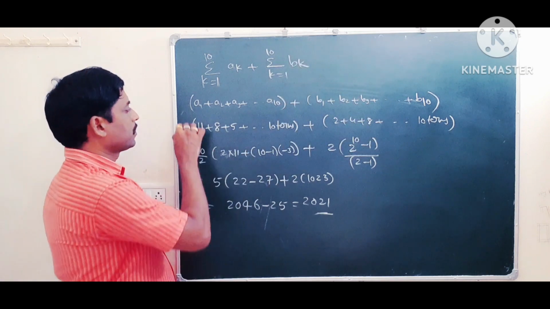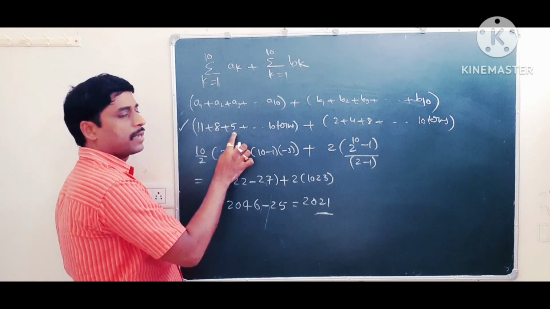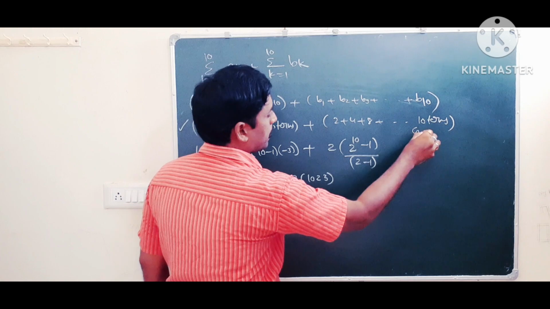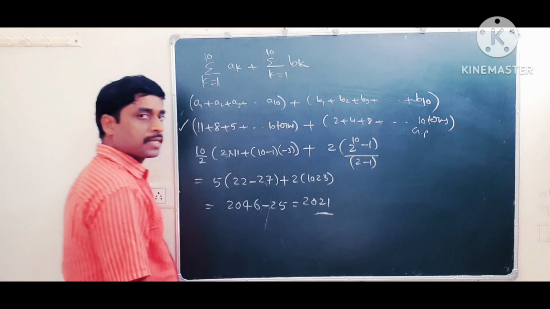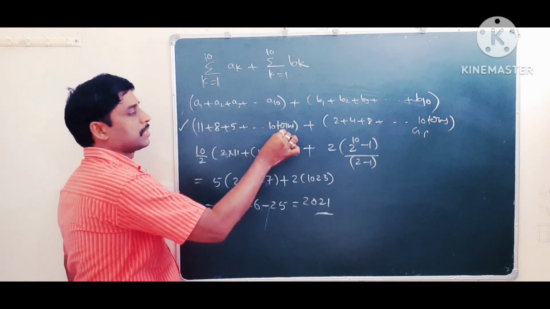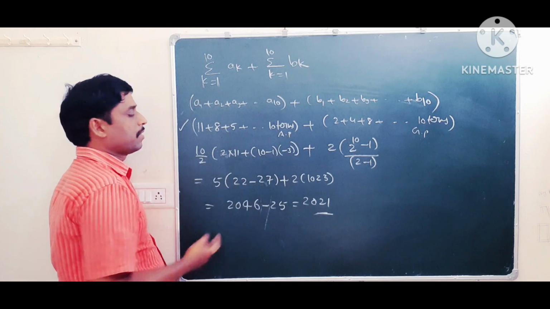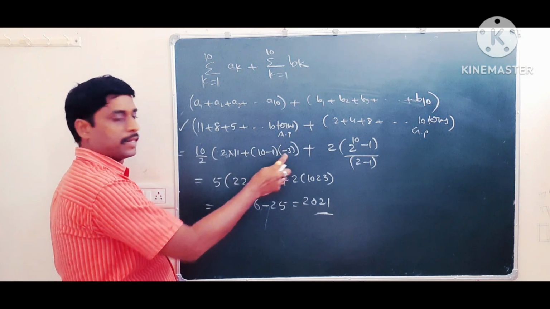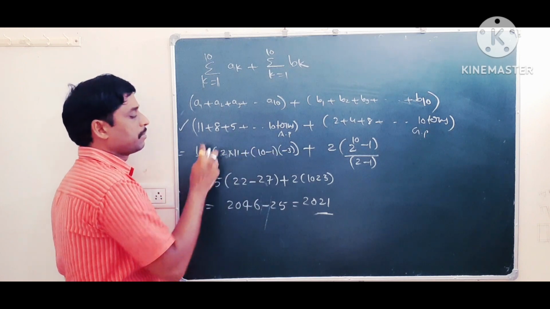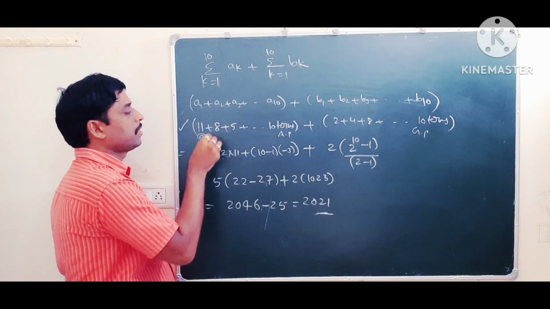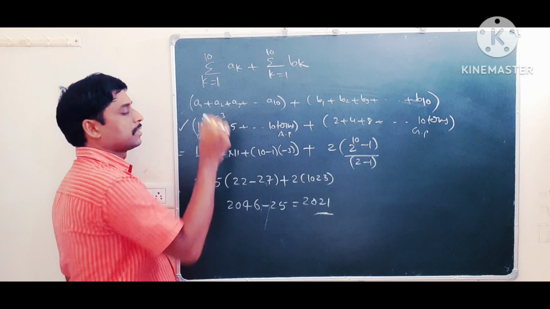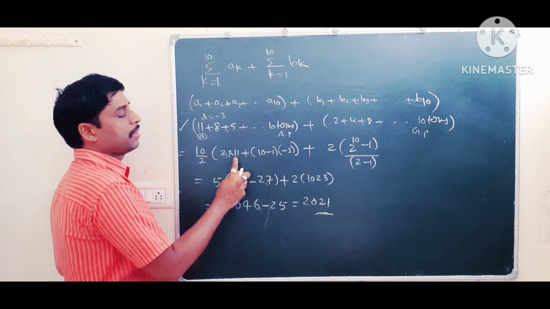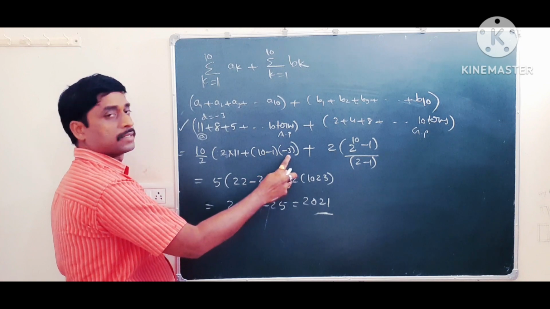So what is the first sequence here? 11 plus 8 plus 5 and so on, 10 terms. The second sequence is a GP: 2 plus 4 plus 8 and so on, 10 terms. The first sequence is an AP. For the sum of an AP we have the formula n by 2 times 2A plus n minus 1 into D. What is n here? 10 by 2, times 2 times the A value 11. What is the common difference here? Minus 3. So 2 into 11 plus 10 minus 1 into minus 3.